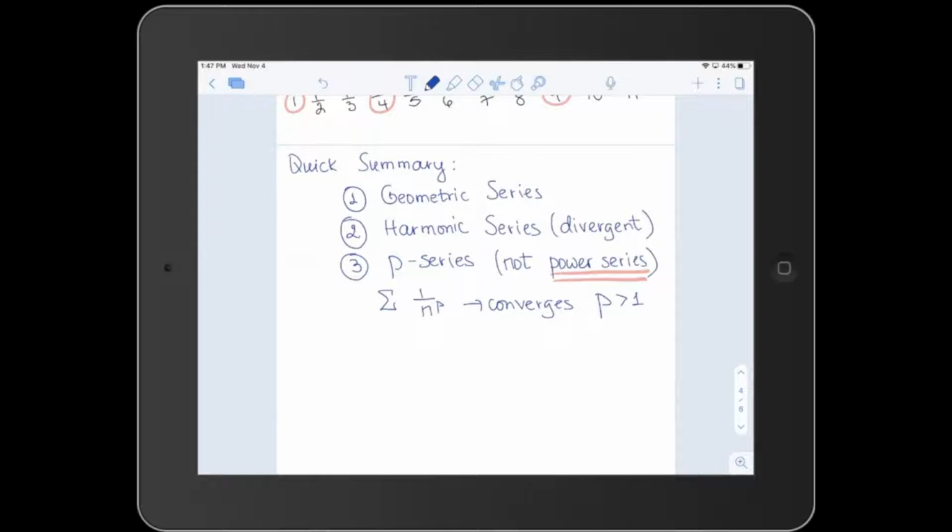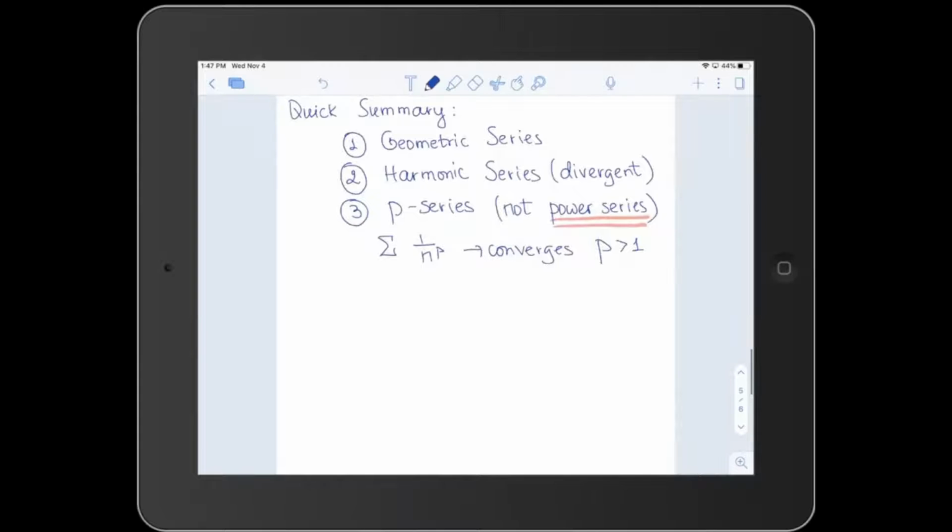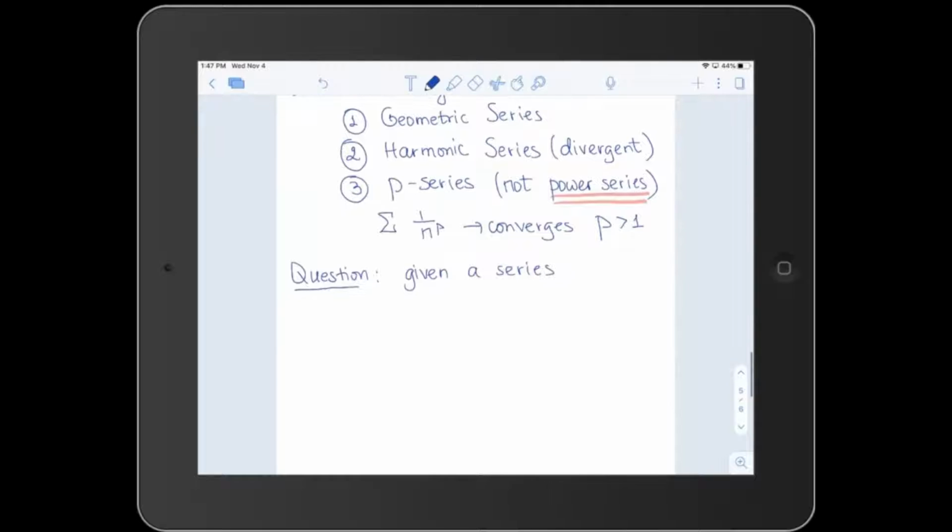So in general, for dealing with series, this is your general question for the next few sections: given a series, is it convergent or divergent?